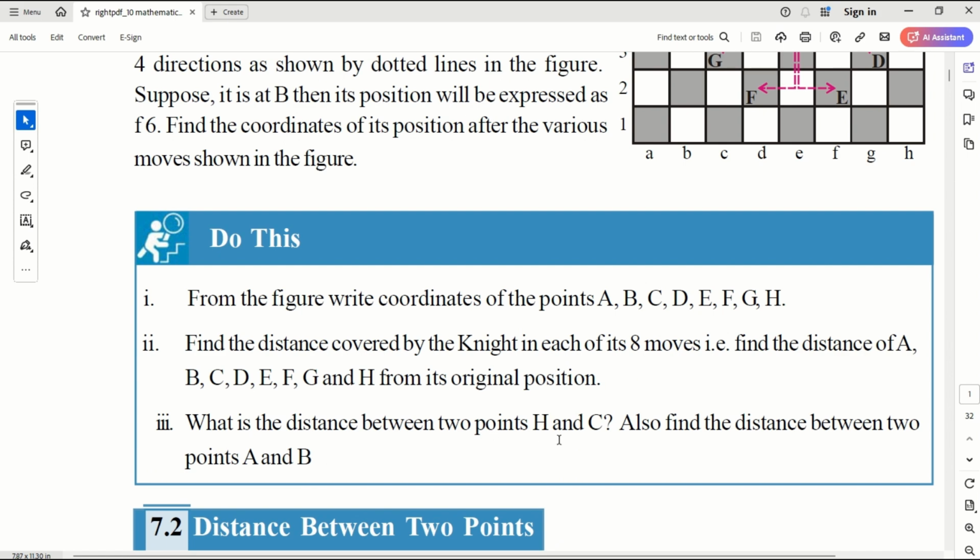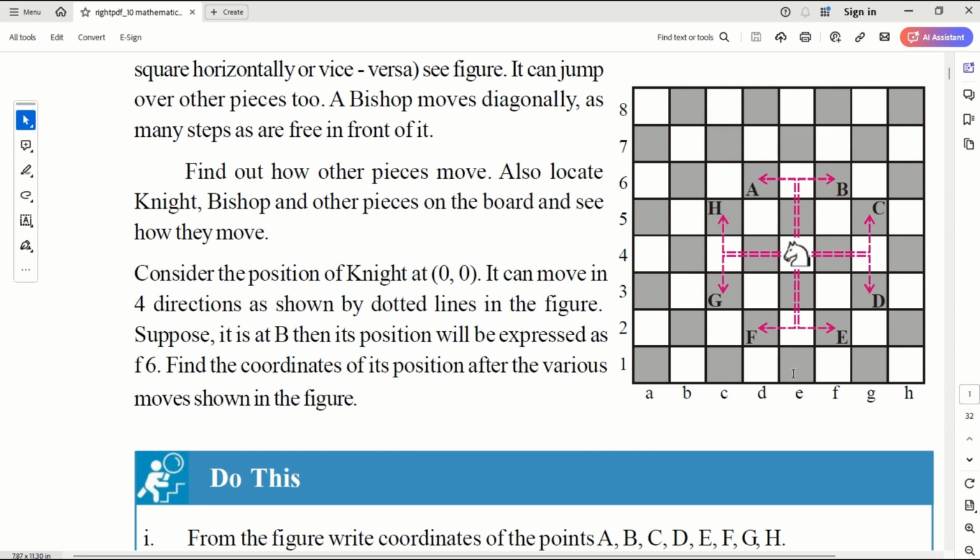Then what is the distance between 2 points H and C as well as A and B? Where is H and C? Let's check. H is here, C is here. So it is how many units away from C? 1, 2, 3, 4. Okay, so distance between H and C is 4 units. A and B it is 2 units.